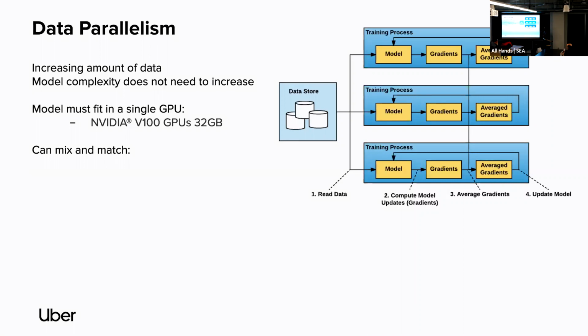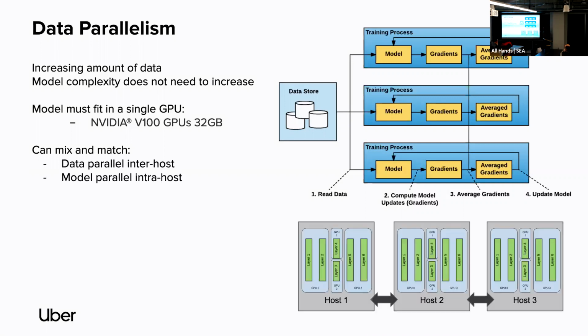You can also mix and match between model parallelism and data parallelism. Between different hosts you can do data parallelism, but inside one host, you can do model parallelism. You can have multiple GPUs on one host that do model parallel training. It would be something like this: each GPU in a host is in charge of a subset of the model parameters, but then across hosts, you're doing data parallelism. They partition the data and each one trains on that.